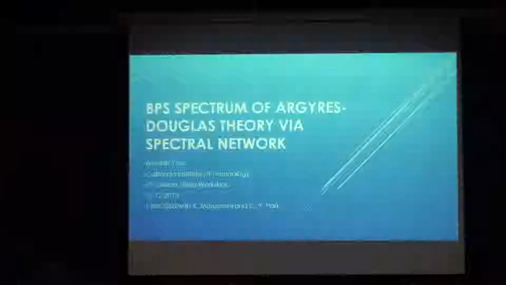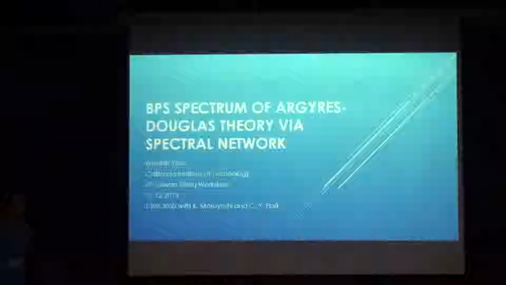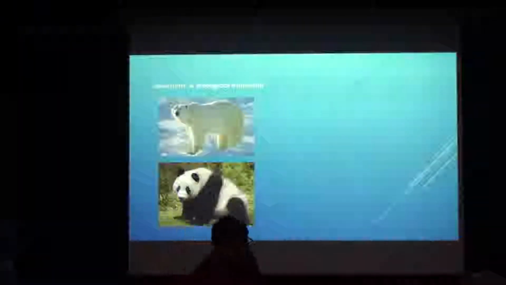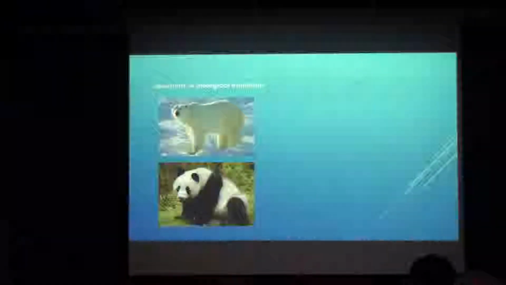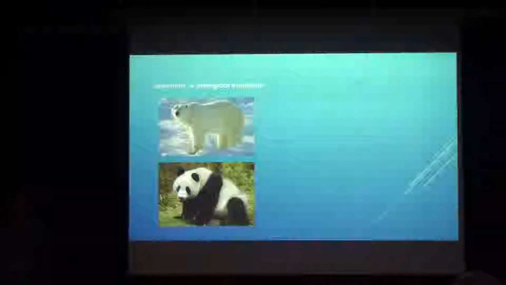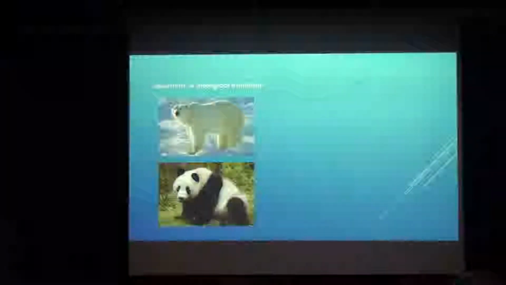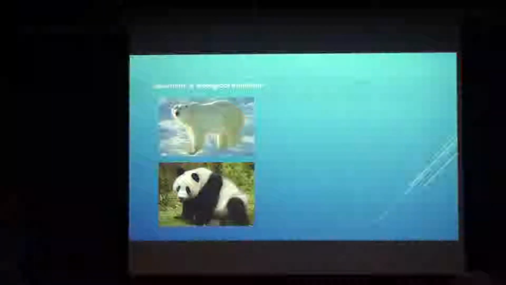In the beginning, I'd like to explain the idea of our work by showing a biological analog. Suppose we look at these two animals. One is a polar bear, the other one is a panda. They definitely look different. They have different colors, different shapes. They live in different places of the moduli space. Well, one is in the North Pole, the other one is in China.